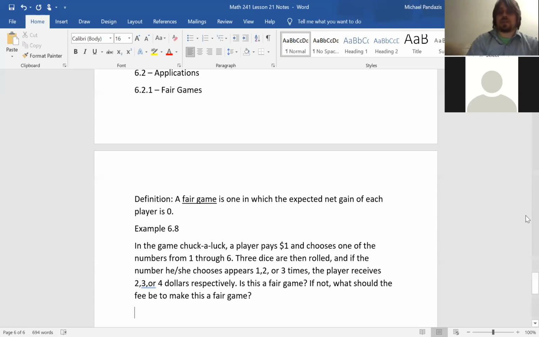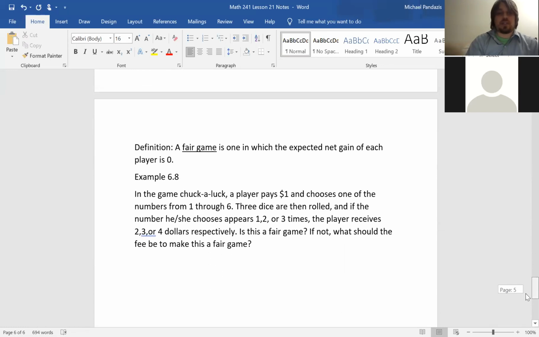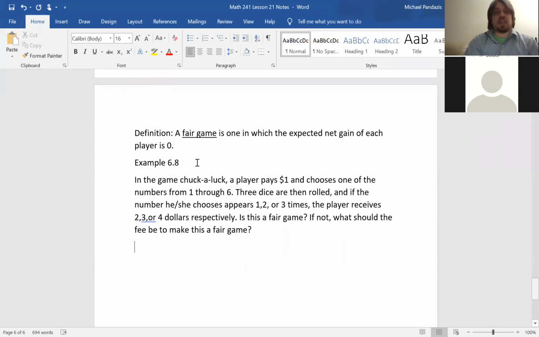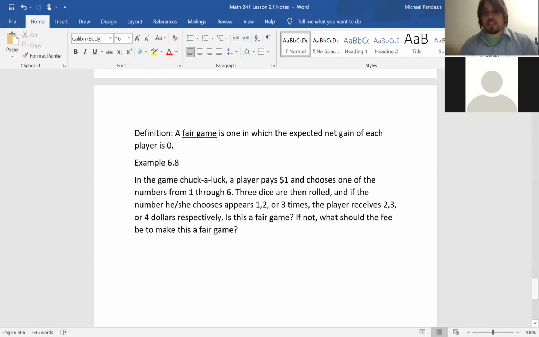So two questions there. So let's answer it. Again, in the game Chuck-a-Luck, a player pays $1 and chooses one of the numbers 1 through 6. 3 dice are then rolled, and if the number he or she chooses appears 1, 2, or 3 times, the player receives $2, $3, or $4 respectively. Is this a fair game? If not, what should the fee be to make this a fair game? That's the problem. So let's do the solution.